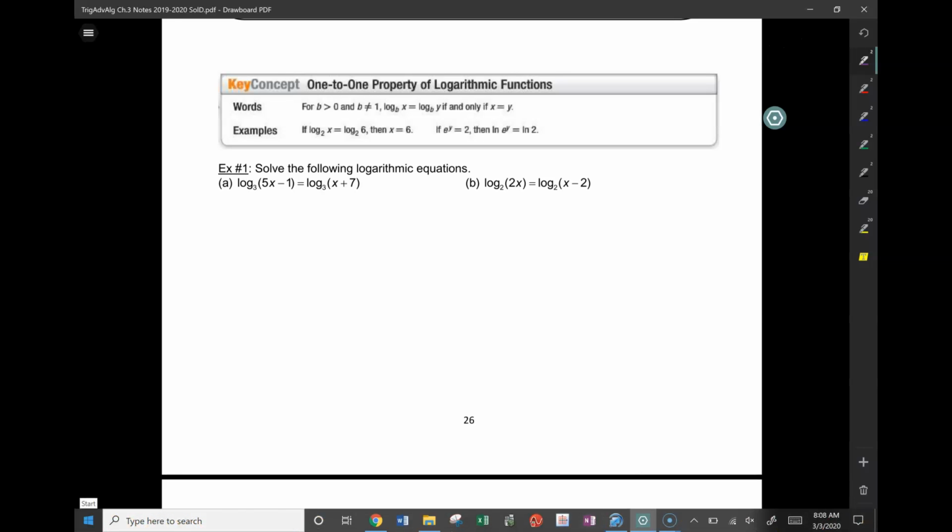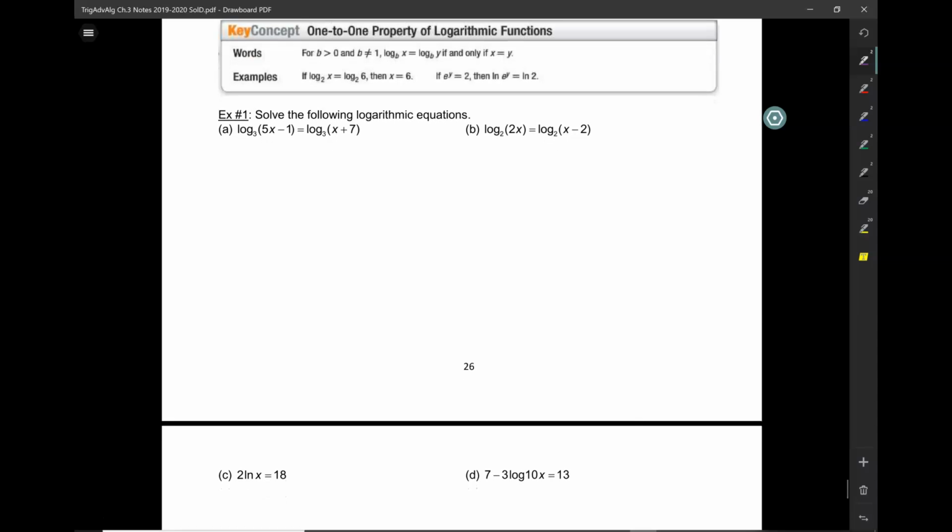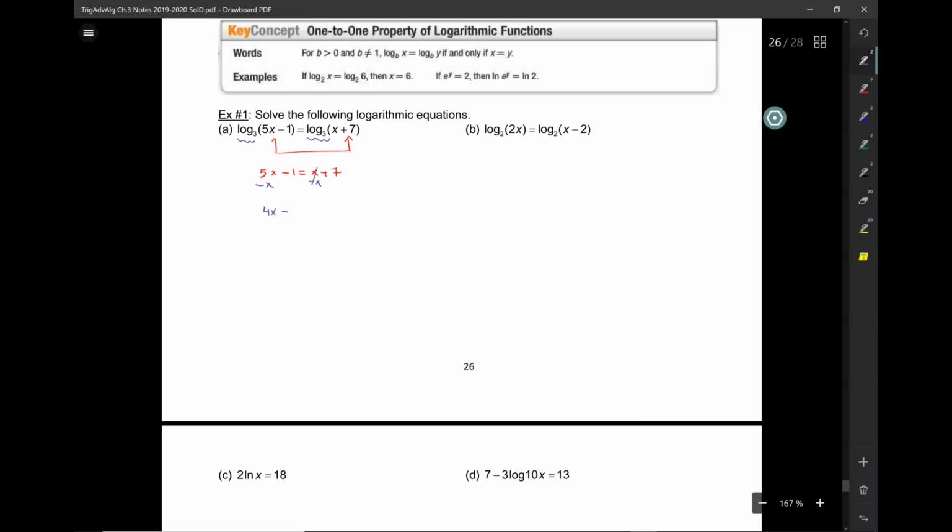So let's solve this logarithmic equation here. Look at this. I have log base 3 and log base 3. They're identical. That means I can set the insides equal to each other. So I get 5x minus 1 equal to x plus 7. Minus x, minus x. 4x minus 1 is equal to 7. Add 1. 4x equals 8, so x is equal to 2.